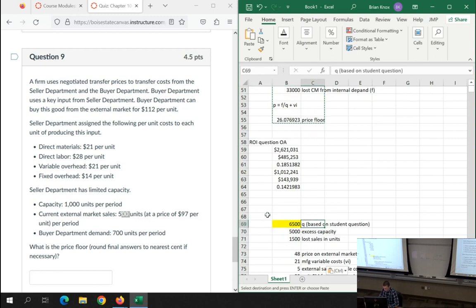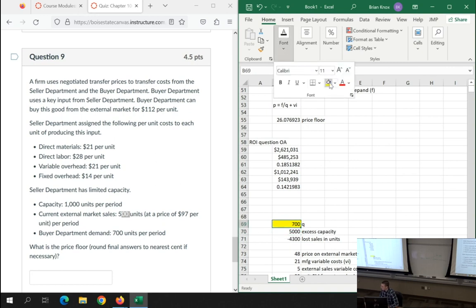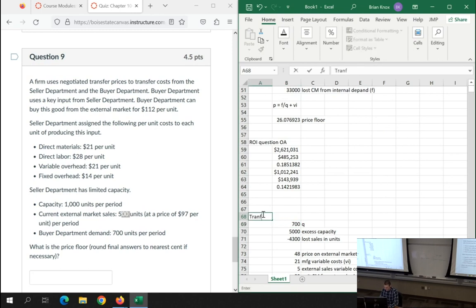I also want to label the question. So this is transfer pricing. Open answer. All right, so we have 700 quantity. We have excess capacity of 1,000 minus 500. I'm going to hard code that into the cell. That's where that comes from, this overall capacity minus the 500 external sales units. And so that means that we have to kick out 200 units worth of external customers to fill the buyer department's demand of 700. So those are lost sales.